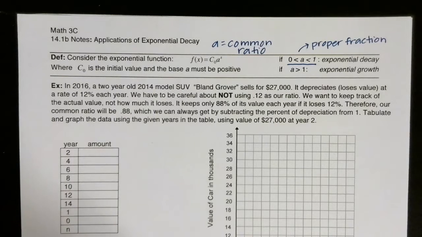So this isn't a classic car like yesterday's lesson. A classic car appreciates in value, like a 1940 Ford Model T, which nowadays is so awesome to have because it's so rare, so it's gaining in value. However, if you have a 2014 Bland Grover, that's going to depreciate.